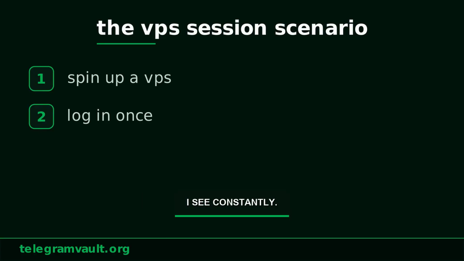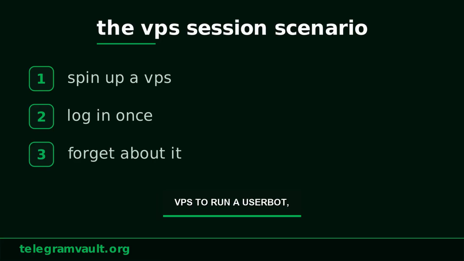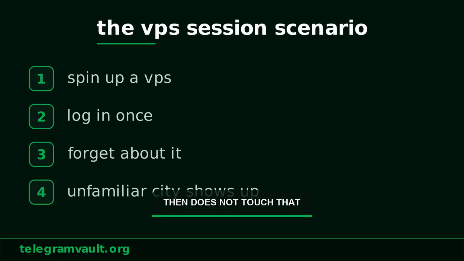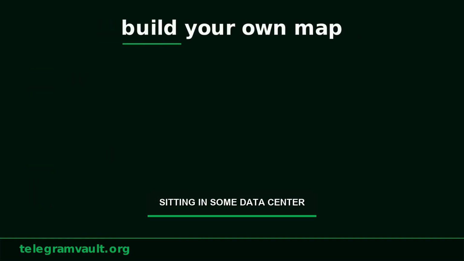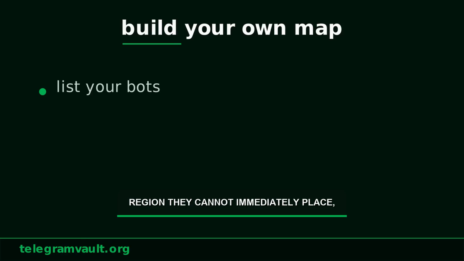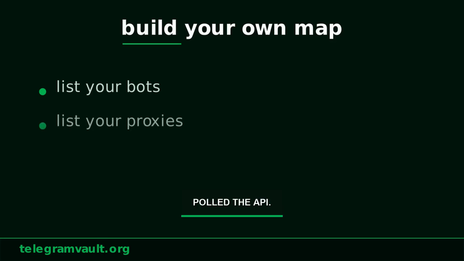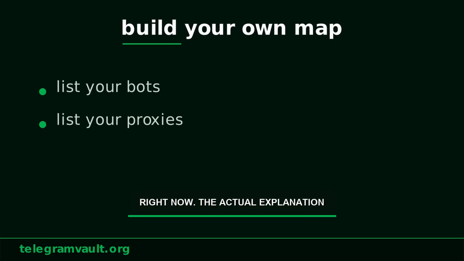Here's a scenario I see constantly. Someone spins up a small VPS to run a user bot, logs Telegram into it once to get the authorization done, then does not touch that session again for weeks. Next time they open their own devices list, there is an entry sitting in some data center region they cannot immediately place. Last active a few minutes ago because the script just pulled the API. Their first read is that someone is inside their account right now.